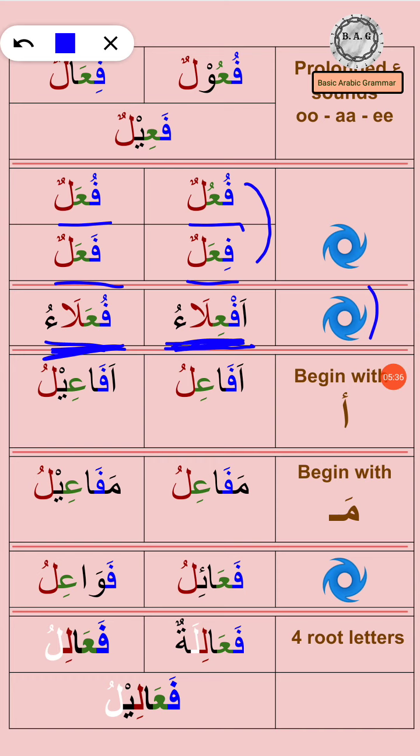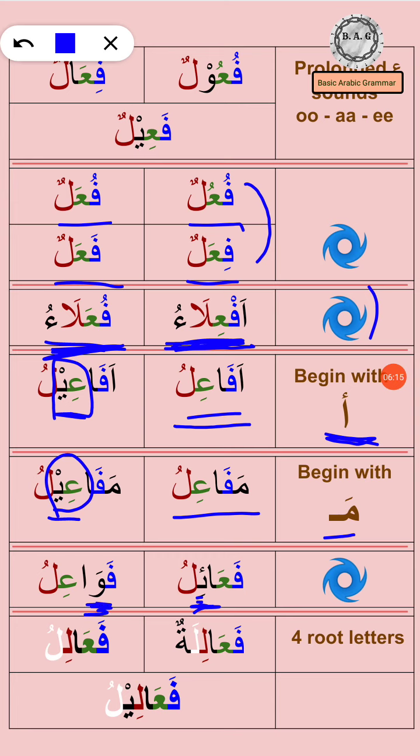Next, we have the ones that begin with hamza. So afa'ilu, afa'ilu. The difference lies here. Next, we have the ones that begin with a ma. So mafa'ilu and mafa'ilu. Once again, the difference lies here. The next patterns are these. Fa'a'ilu, where we have this hamza, and the next pattern is Fawa'ilu. So Fa'a'ilu, Fawa'ilu.